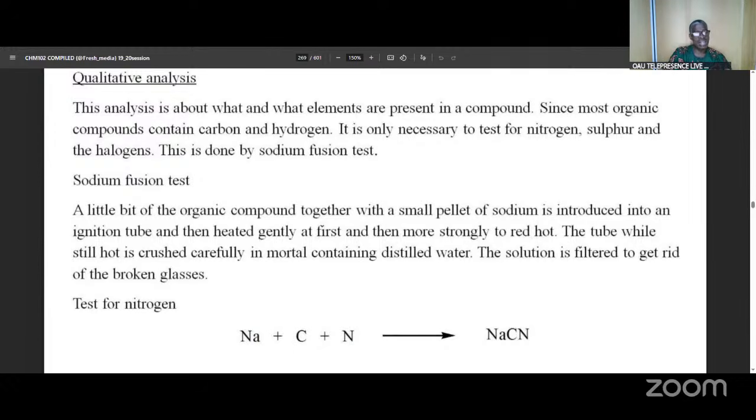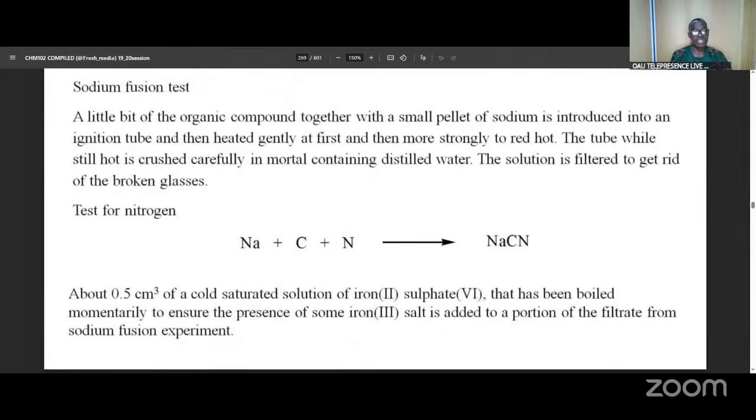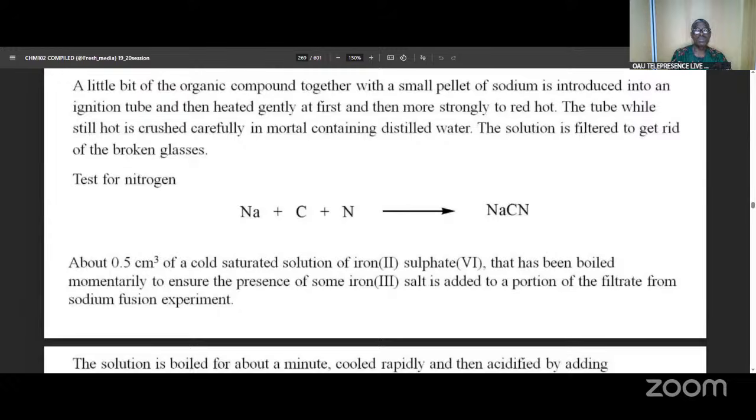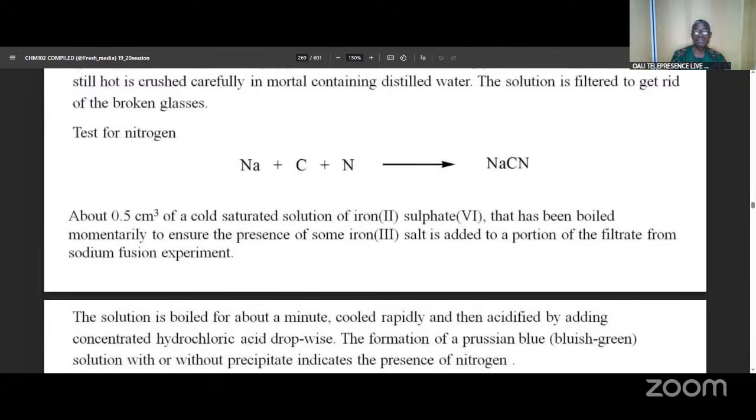You can test for nitrogen, because the Lassaigne sodium fusion test that we carry out will have converted the carbon and the nitrogen and the sodium into sodium cyanide. So this is what you have. That's the first equation. You introduce your organic compound with a little sodium and a little distilled water. The carbon and the nitrogen in there are converted to sodium cyanide.